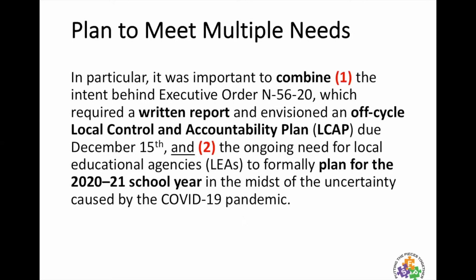Next slide. As you recall, the governor's executive order required a written report to the community and also required a one-year LCAP that was supposed to be due on December 15th. The goal of SB 98 was to create a plan that combined the LCAP requirement with districts' and charter schools' needs to plan for the upcoming year under COVID. So as they developed the legislation, they were looking at how to address these two challenges that districts have, these two required plans, and how to pull those together and put them into one plan.